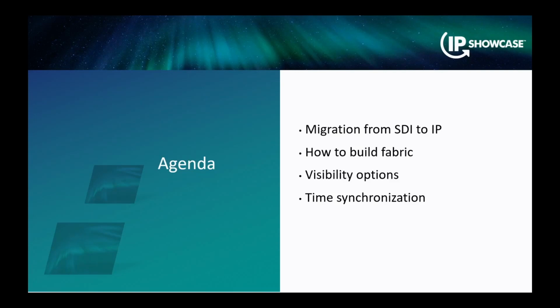So what I have on the agenda for today: just briefly touch on why you should migrate from SDI to IP, how to build a fabric, so I'll provide different design options, and then visibility options, because when you build that IP fabric, there could be a lot of unknowns and a lot of stuff which you might not have seen before, especially if you're coming from the broadcast world. So this might be of use for having more visibility. And then time synchronization, as you know, PTP is very important, and synchronizing all the endpoints is very important. So let's look at some best practices from that perspective.